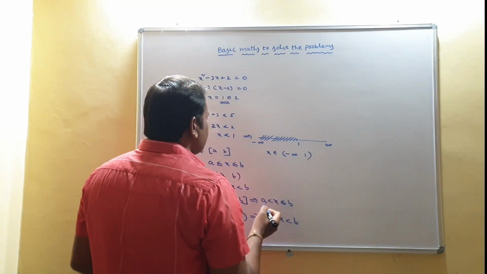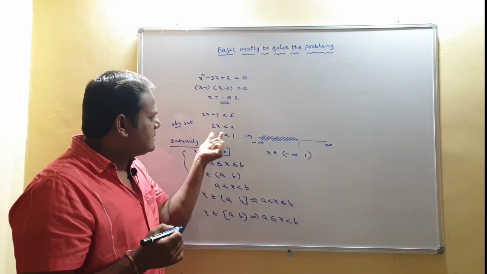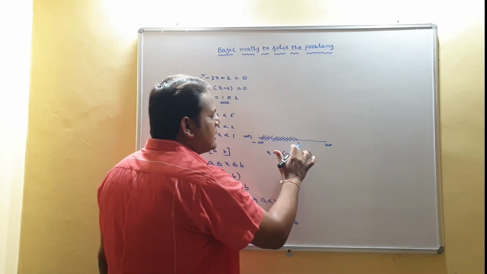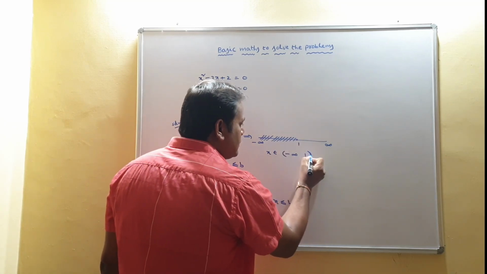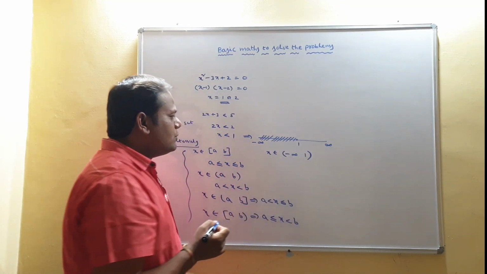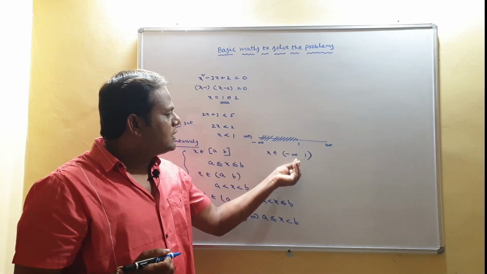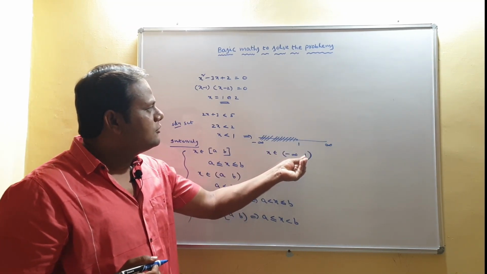Why open interval? Here you see that x less than 1, so we can't take equal to 1. Is it right? So 1 is not included. So I have taken open interval 1. So here the solution set for this is x belongs to open interval minus infinity to 1.